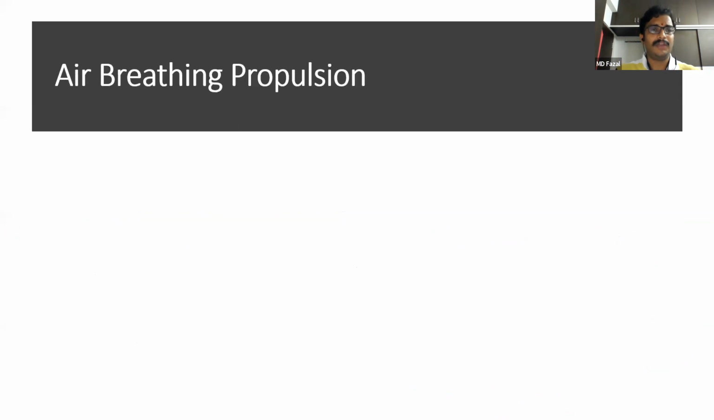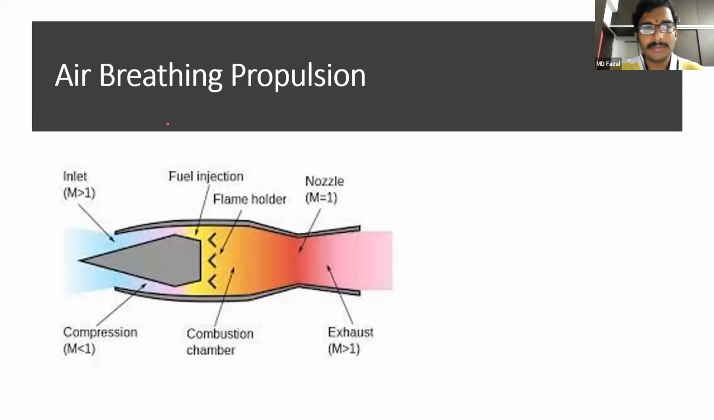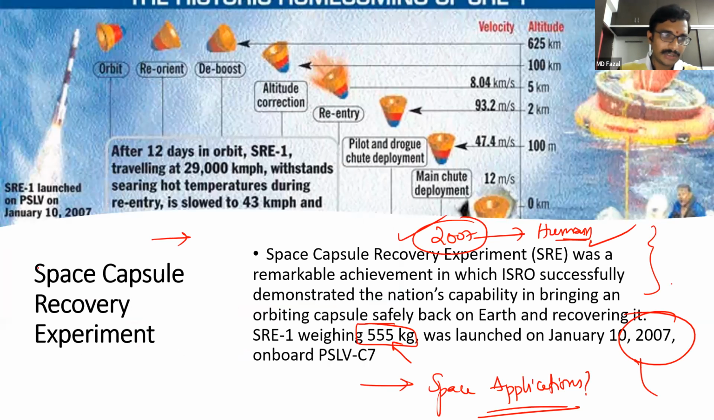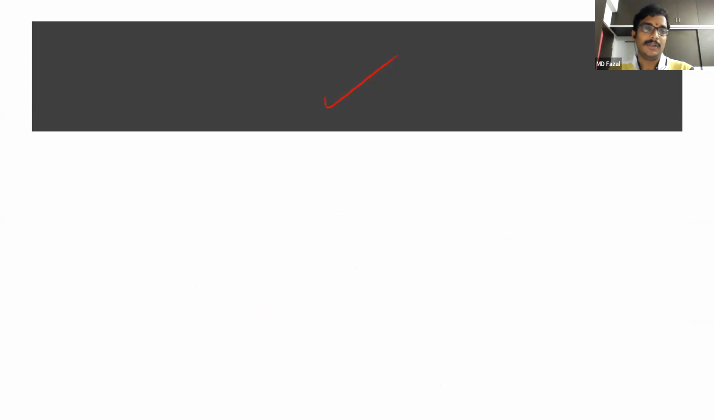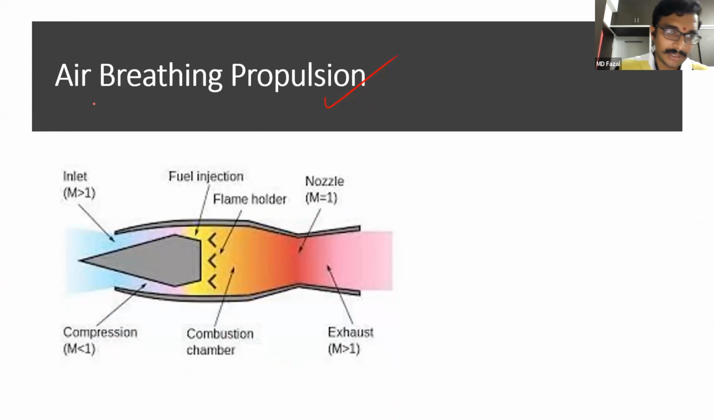Now, coming back to another brief topic. All these things are being developed in the Indian space program. The next theme is air breathing propulsion. In the previous section also, what is space capsule recovery? That you have to know. What is its purpose? How is it important for the human space mission? So the next thing is air breathing propulsion. This is a new area. We are looking at all the latest developments.